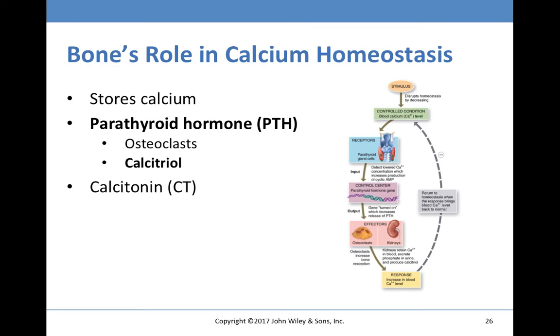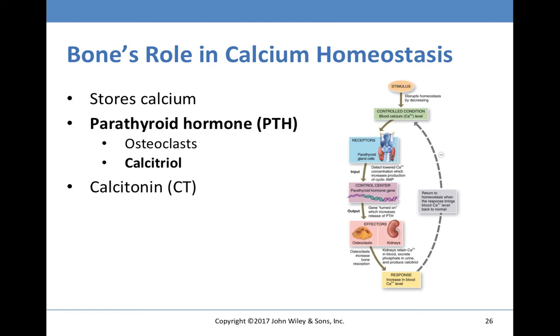This parathyroid hormone will also cause the kidneys to release calcitriol. Calcitriol will cause us to increase our calcium absorption in the intestines. So both of these methods here will work to increase our blood levels of calcium.